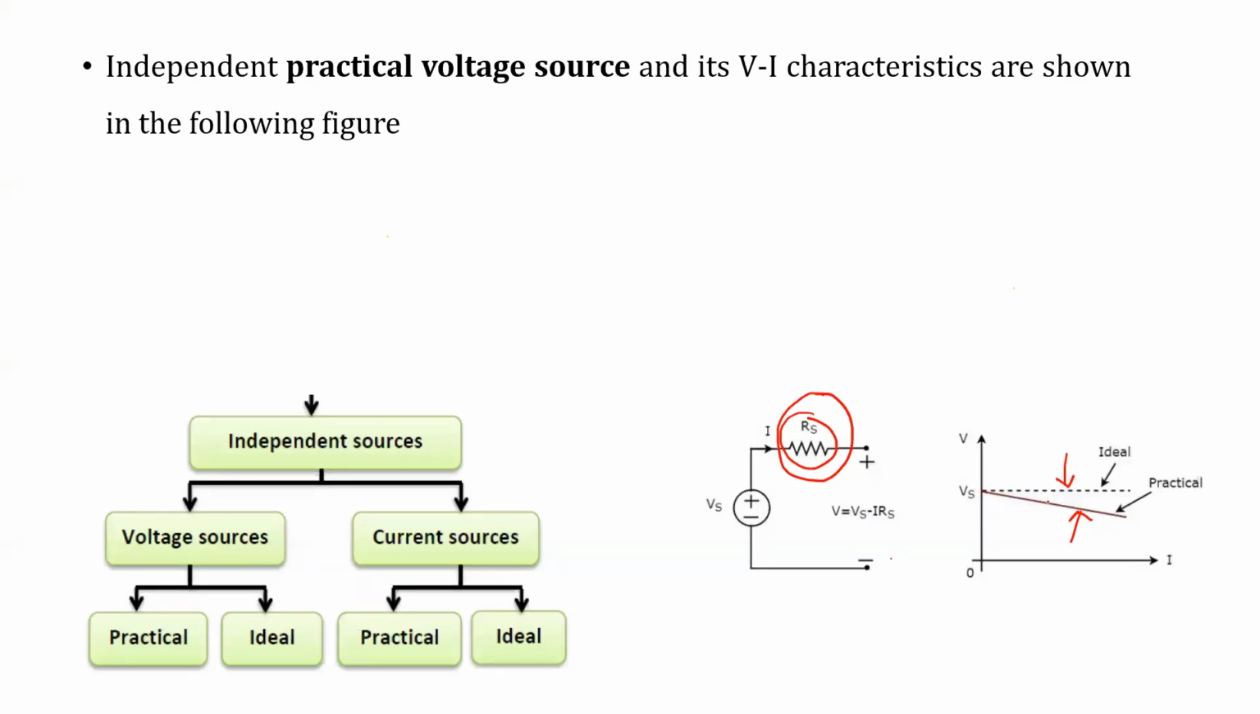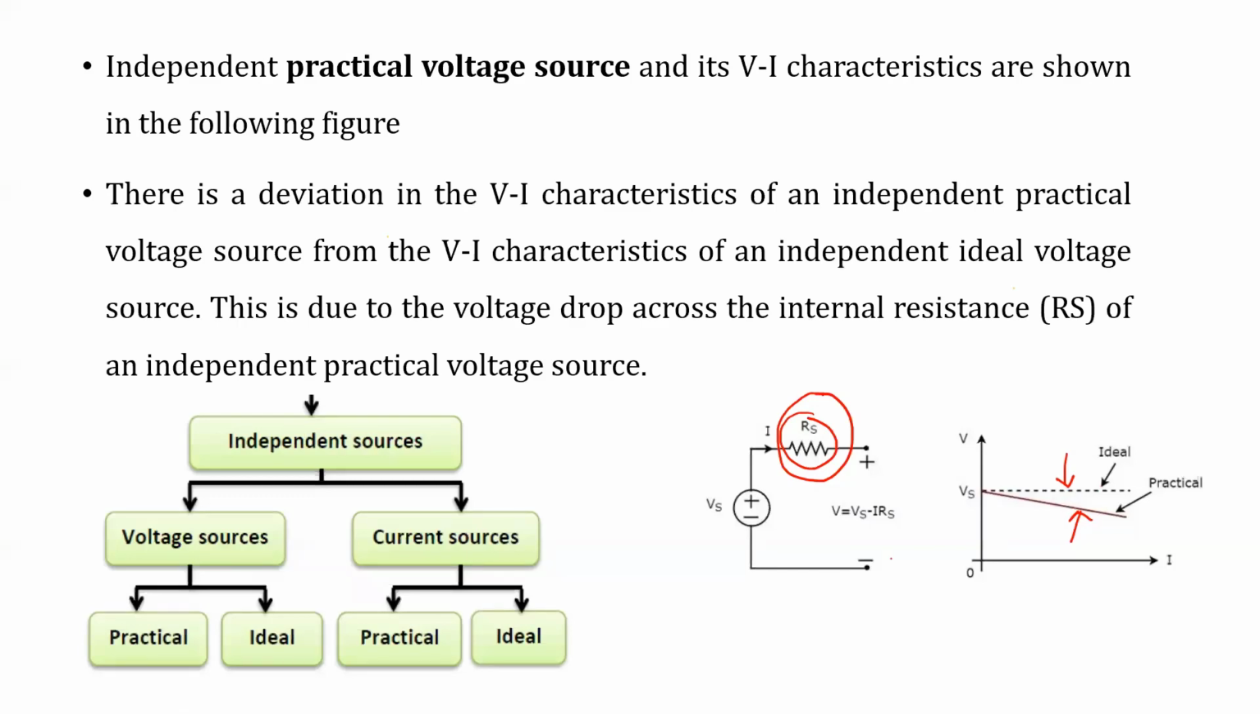We don't find a constant voltage. Instead, some deviation occurs here. These are the practical voltage sources. There is a deviation in the VI characteristics of an independent practical voltage source from the VI characteristics of an independent ideal voltage source. This is due to the voltage drop across the internal resistance Rs. All right.